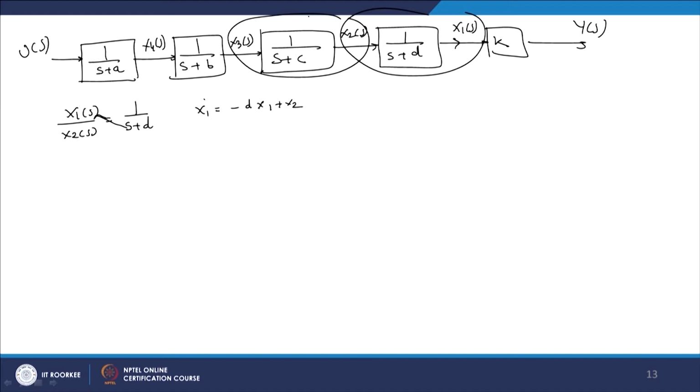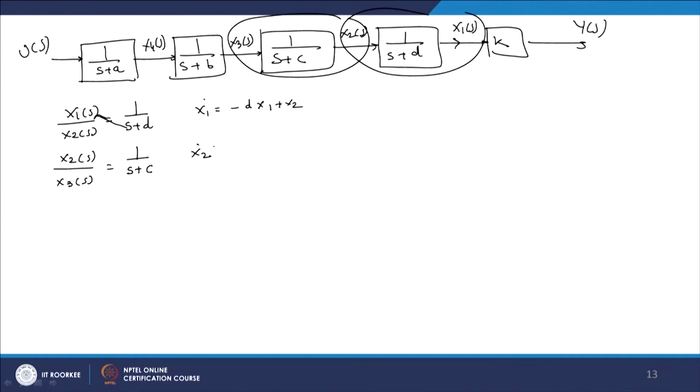So this block is x2 of s divided by x3 of s, that is equal to 1 upon s plus c. So again we solve it, that is, again we apply the inverse Laplace. So what we will get? We will get x2 dot equal to minus c x2 plus x3.